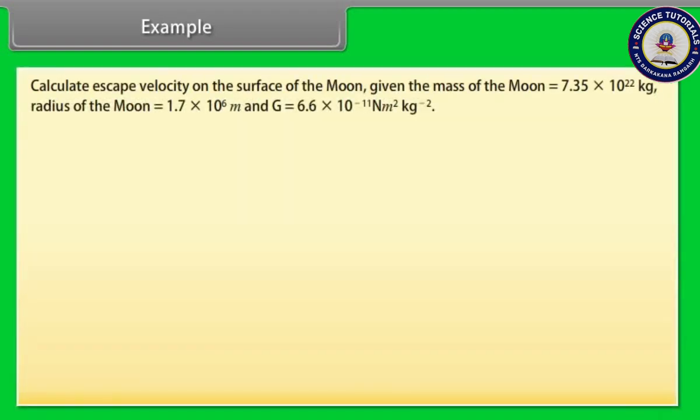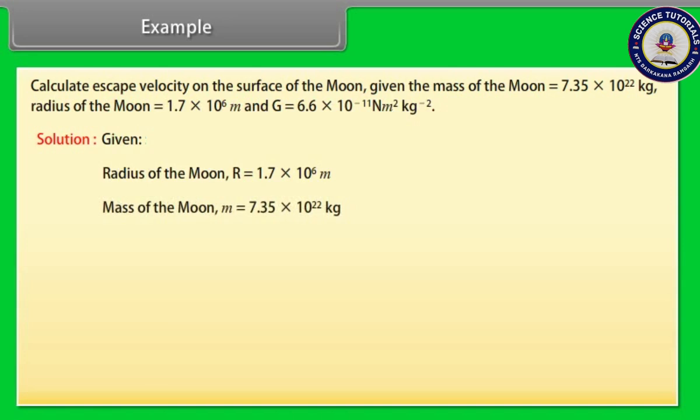Example. Let's take an example of escape velocity. Calculate escape velocity on the surface of the Moon, given the mass of the Moon, radius of the Moon and value of g. Let's see the solution. Given radius of the Moon R = 1.7 × 10^6 meter. Mass of the Moon M = 7.35 × 10^22 kilogram.